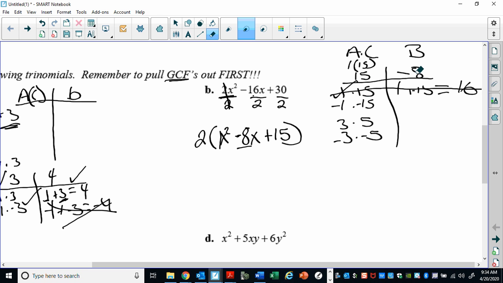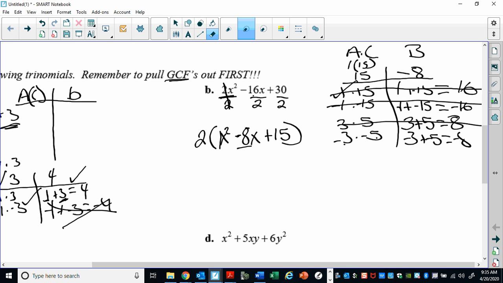Does it equal -8 when you add it? So let's try. -1 plus -15 equals -16. So that doesn't work. All right, 2 are gone. We got 2 left. So now we have 3 times 5. That equals 15. Perfect. But what is 3 plus 5? That equals +8. We're almost there. That doesn't work. So now we do -3 times -5 gives me a +15, and -3 plus -5 equals -8. That is the answer.